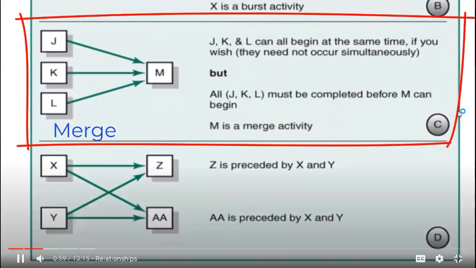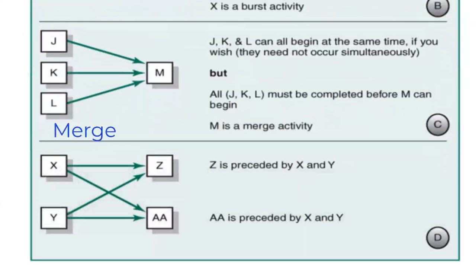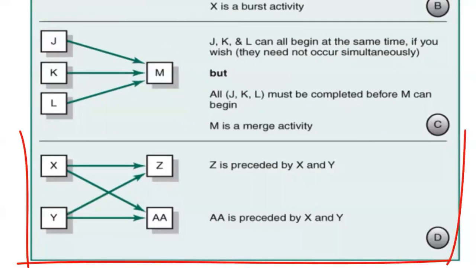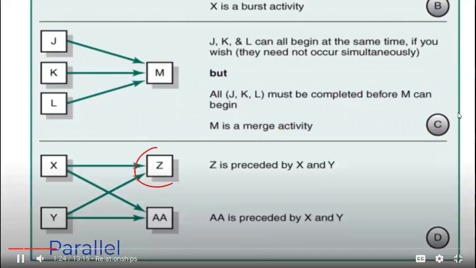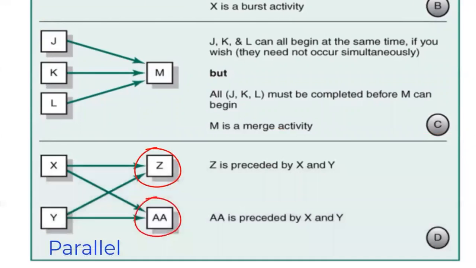C represents a merge activity. J, K and L can all begin at the same time if you wish, but they need not occur simultaneously. But all J, K and L must be completed before M can begin. So M is a merge activity. J, K and L are merging into M. And D shows parallel relationships. Z is preceded by X and Y, and AA is preceded by X and Y.